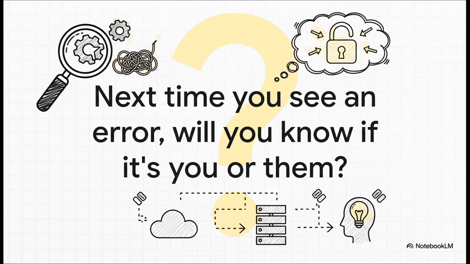So remember that secret language we talked about at the start? That error code isn't just some random number anymore. It's a clue. It's a signpost that tells you exactly where the problem is. So now you know how to read the signs. The next time a page breaks, you won't just be frustrated. You'll know if it's you or if it's them.